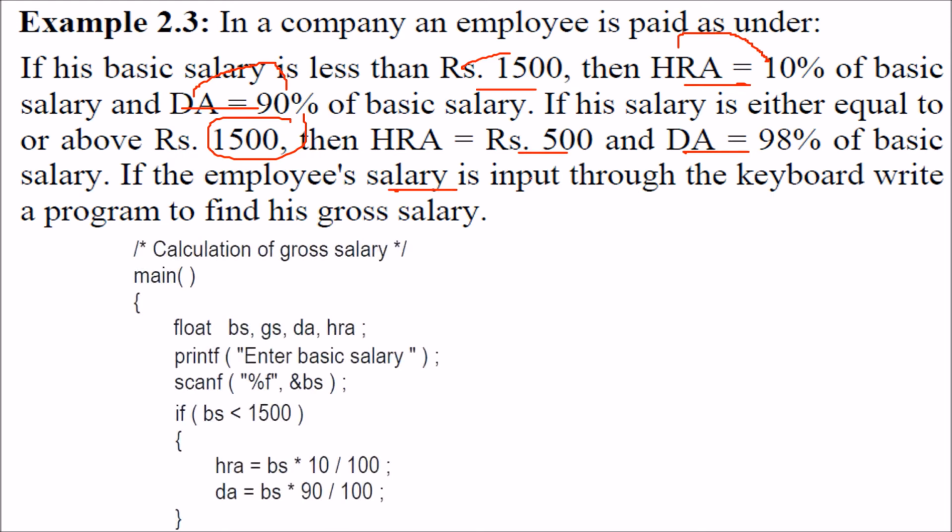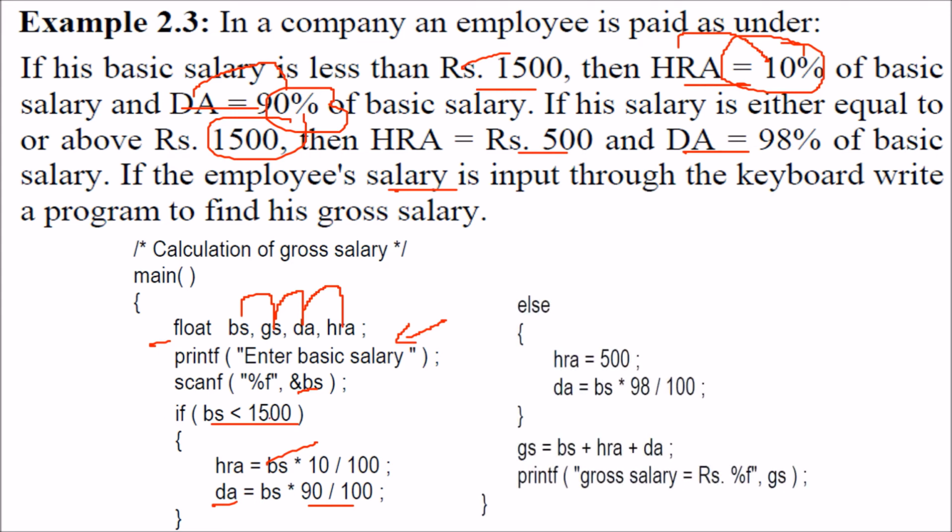How to write it? We will start with a float as basic salary, gross salary, DA, and house rent allowance. We'll enter the basic salary. We'll see whether this basic salary is less than 1500. If it is less than 1500, the HRA has to be computed as 10%, 10 by 100 of BS. The DA has to be computed as 90%, 90 by 100 of BS.